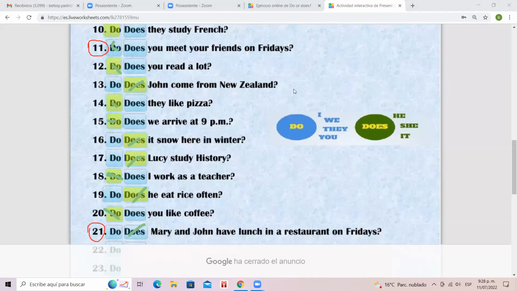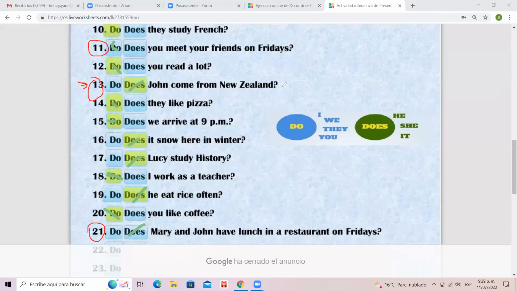Millie, can you answer in affirmative form number 13? Number 13, can you answer in affirmative form, please? Okay. Yes. Yes, he does. Excellent. Yes, he does. Very good.